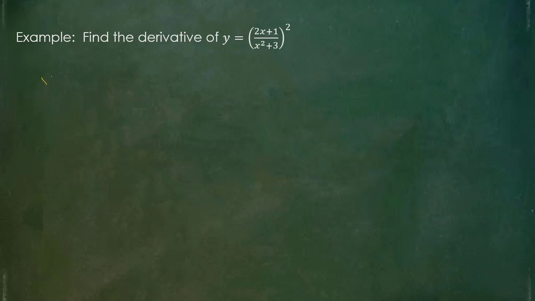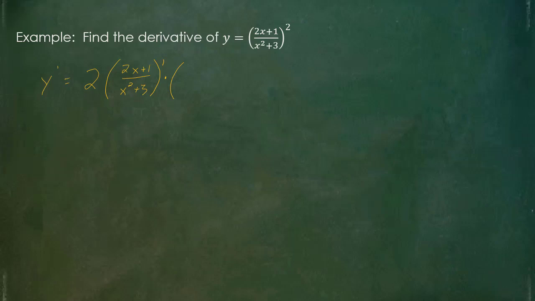So this one I don't really need to necessarily rewrite since it's already kind of in a nice format, but I can go ahead and do the chain rule part. So the power of 2 would move out front. My base of (2x plus 1) over (x squared plus 3) will stay the same. And then that power of 2 does decrease by 1, so that would just turn into a power of 1. And now it's on to the fun part, times the derivative of the inside.